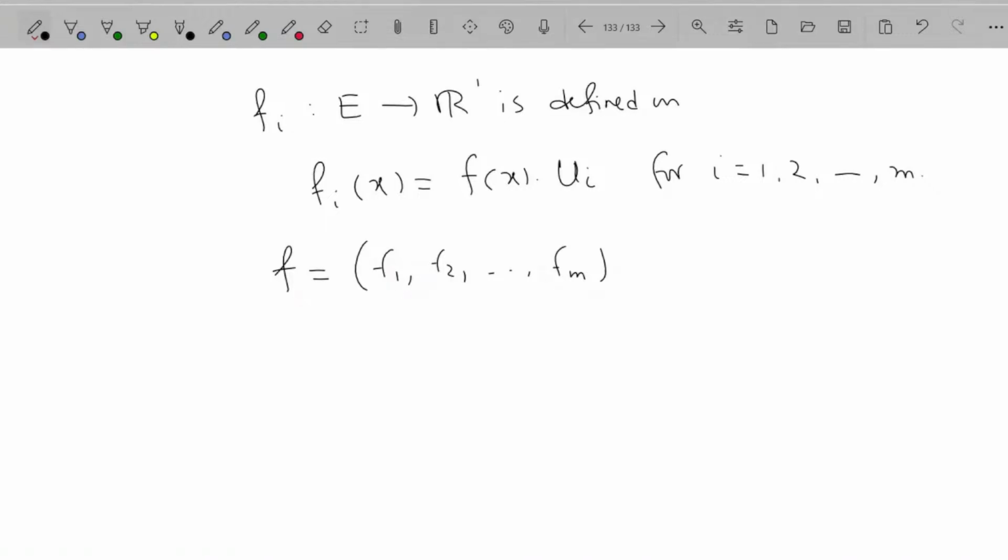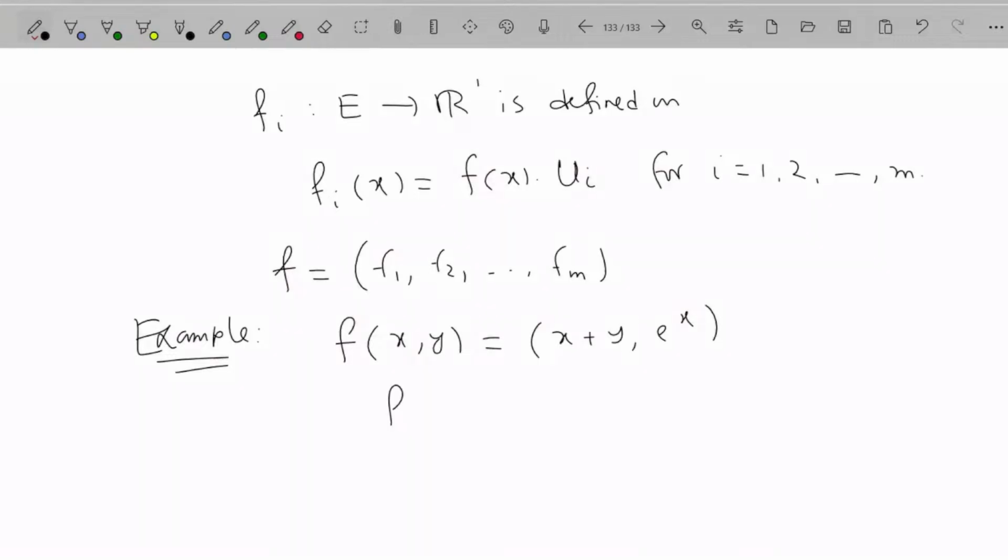For example, if you are new in this area, say f is a function from R2 to R2 given by f of x comma y equals x plus y comma e to the power x. Then f1 of x comma y is x plus y, this is your first component, and f2 of x comma y is e to the power x. So these are the component functions for f. Clear? These are real valued functions.